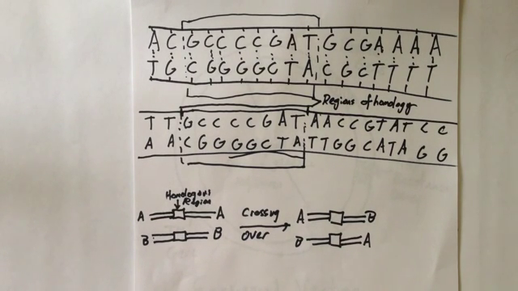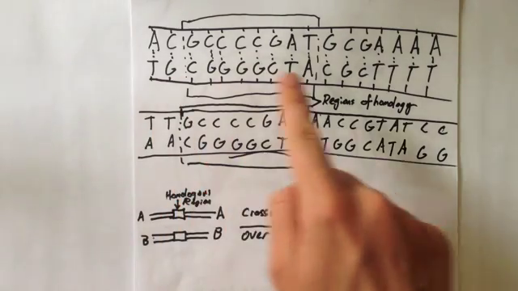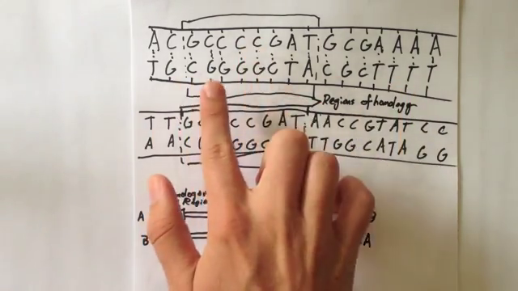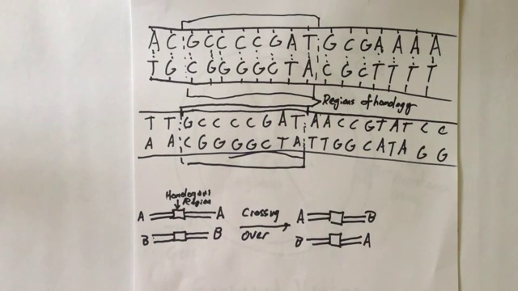So what you need to do initially is recognize a region of homology. As you can see in these two strands of DNA, they have the exact same sequence right here in the region of homology, which is GCCCCGAT, and that's going to be the same in both strands. And you can see those nucleotides on either side don't match, so these two are similar.